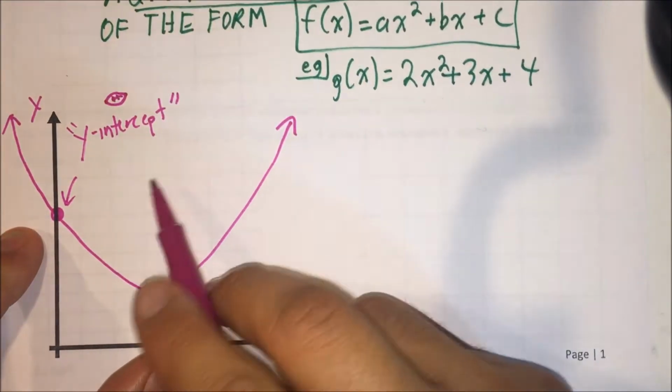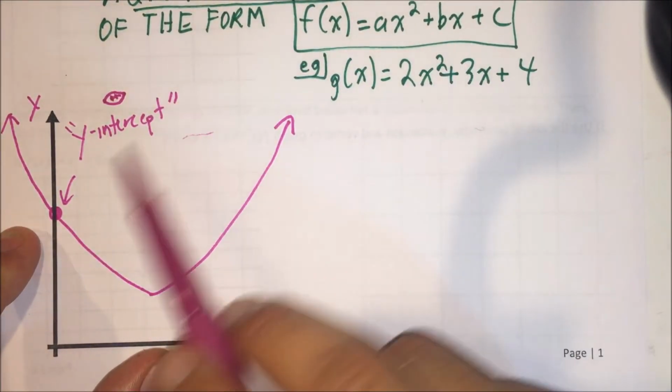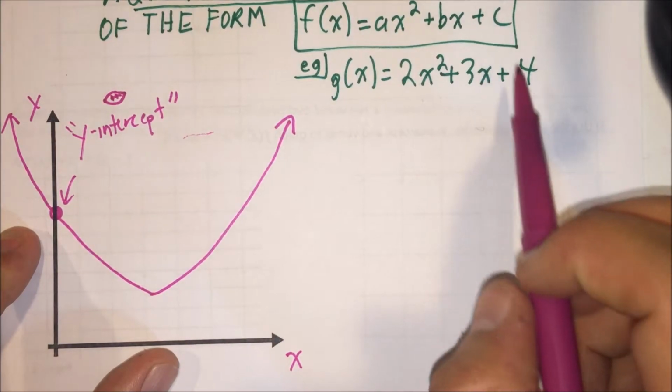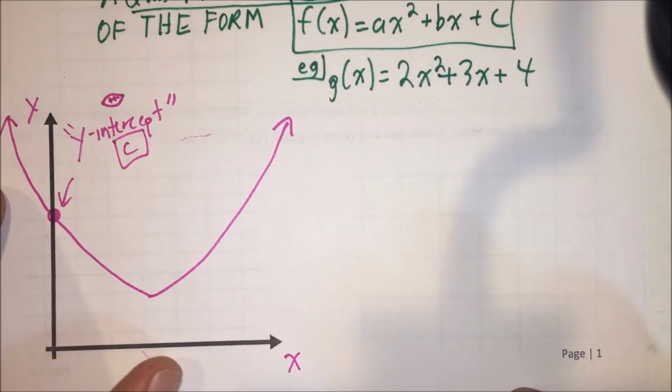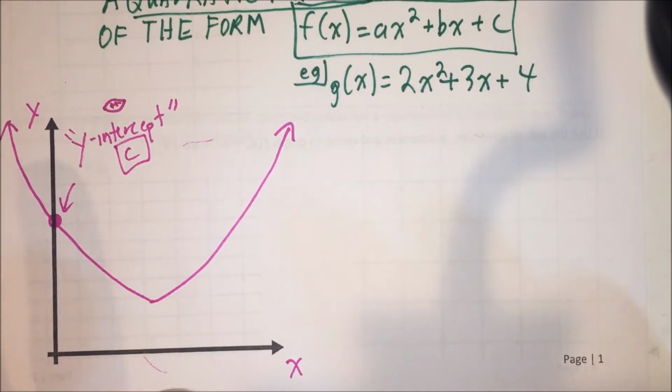And the way that we can know where the y-intercept is going to hit on this point is if we look at the last number, c. So c is always going to be our y-intercept.